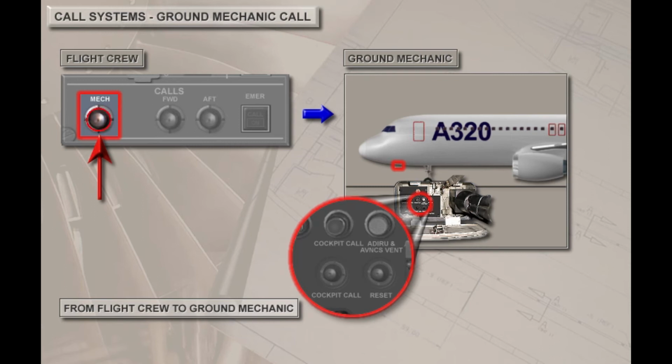The ground mechanic call system allows the flight crew and ground crew to call each other in order to establish communications. The mechanic push button on the overhead call panel is pushed to advise the ground crew that the flight crew wishes to communicate with them. When the push button is pressed and held, the blue cockpit call light on the external power panel illuminates and an external horn sounds. Touch the mechanic call push button.